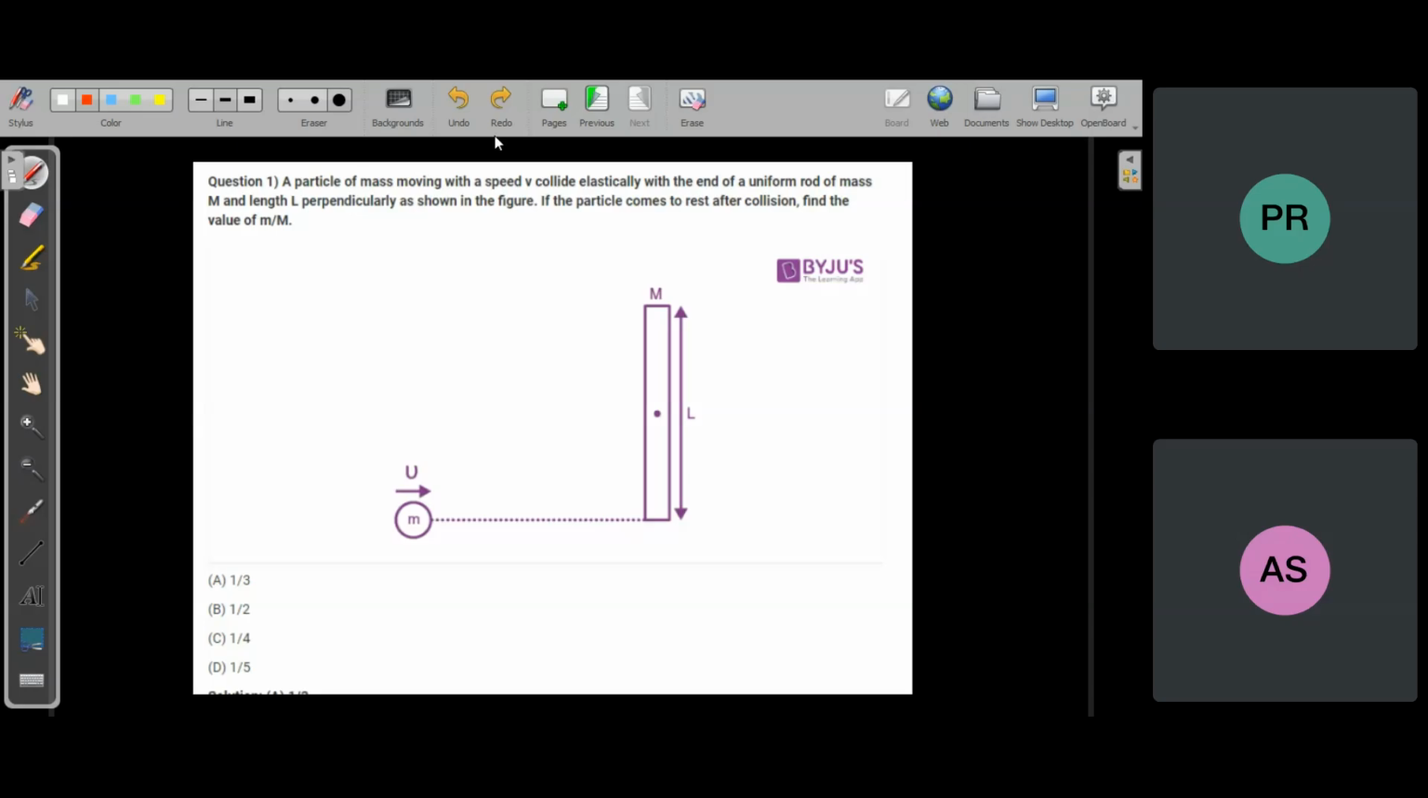Tell me, Prabhakar, did you get the answer? Yes, sir, I got it. 1/4. So what did you apply here?